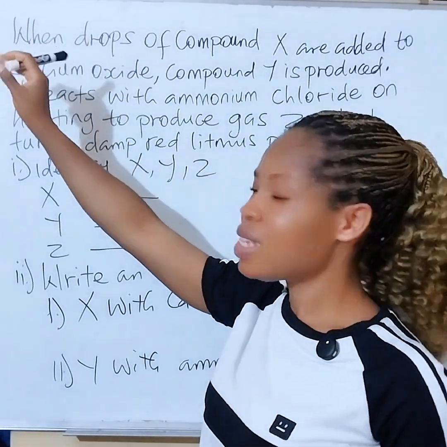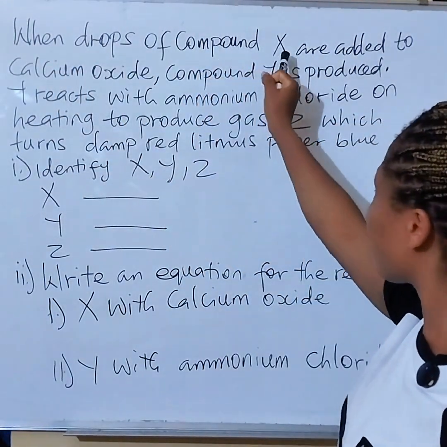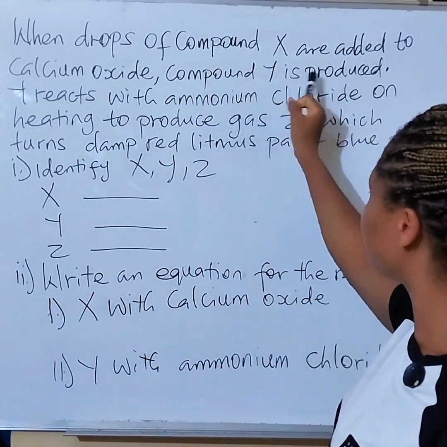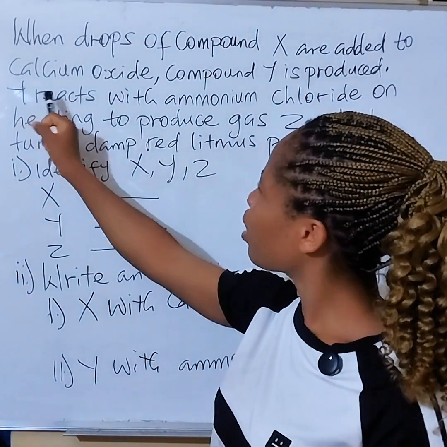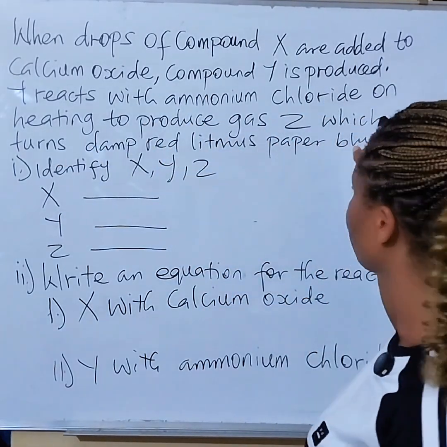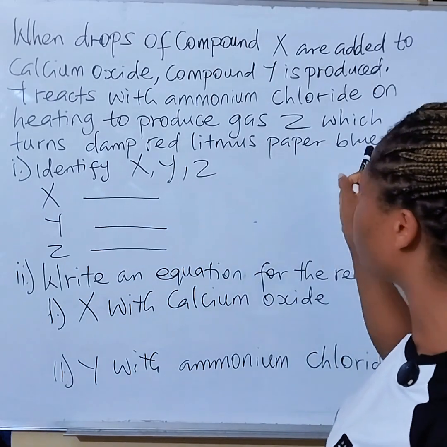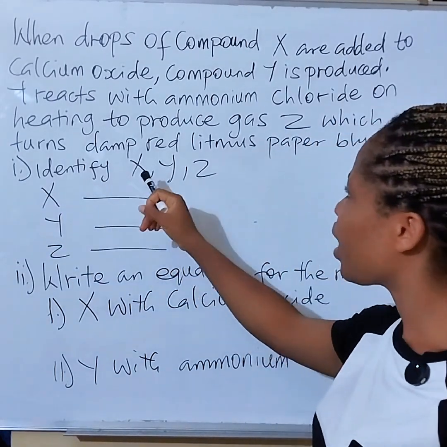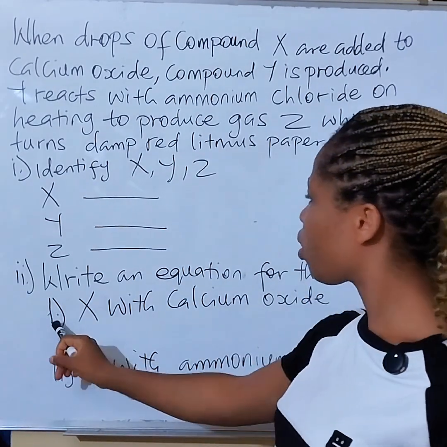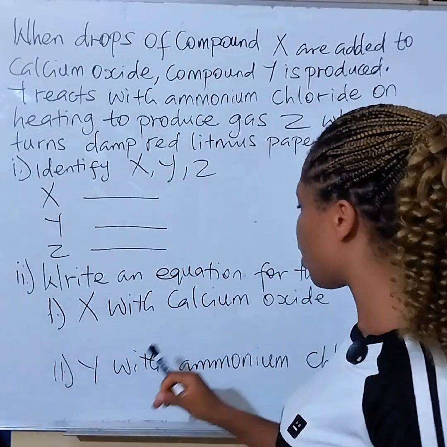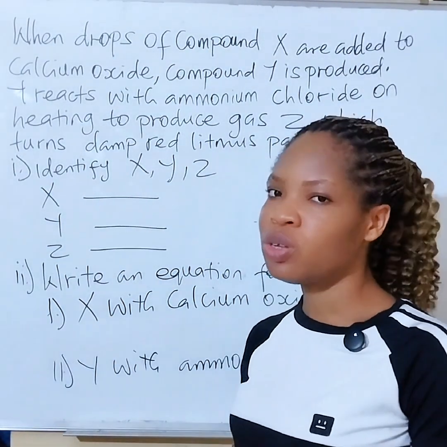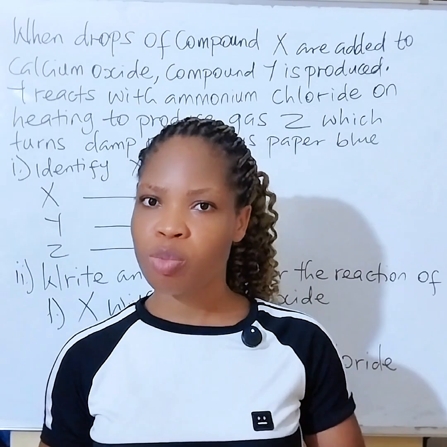The question says, when drops of compound X are added to calcium oxide, compound Y is produced. Y reacts with ammonium chloride on heating to produce gas Z, which turns damp red litmus paper blue. I. Identify X, Y, Z. II. Write an equation for the reaction of I, X with calcium oxide, II, Y with ammonium chloride.